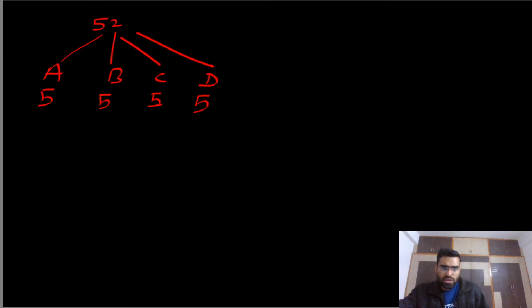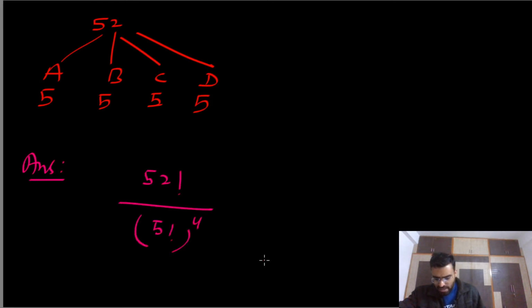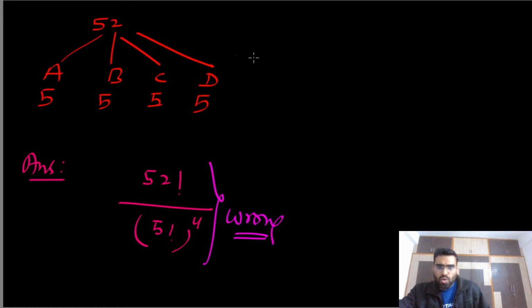Now tell me, can I say the answer is 52 factorial divided by 5 factorial power 4? Can I apply this formula and say the answer is this? No, the answer is not this. This is the mistake. This is wrong. Why? Because remember, you should distribute all of them. I told you, distribute all of them.